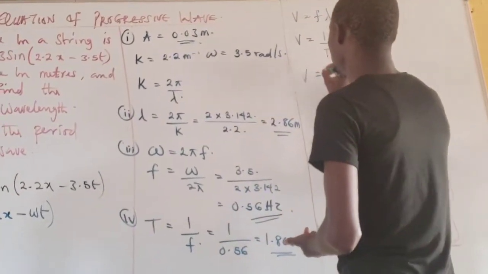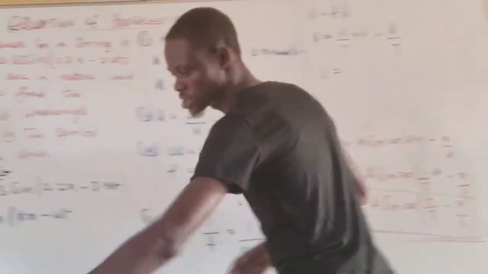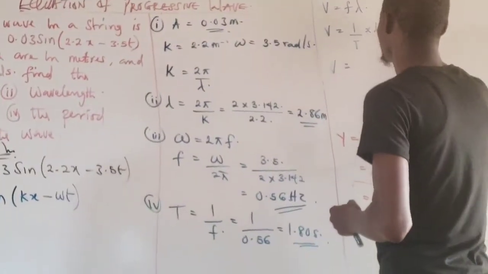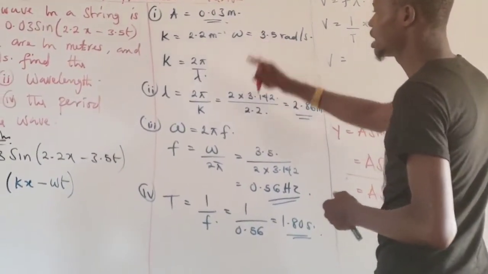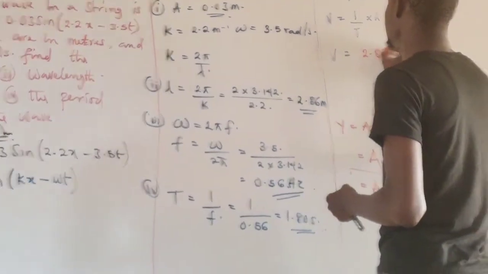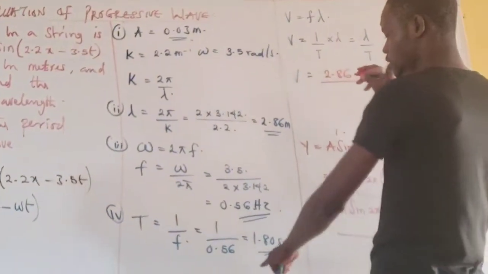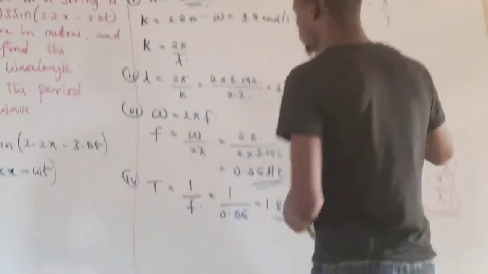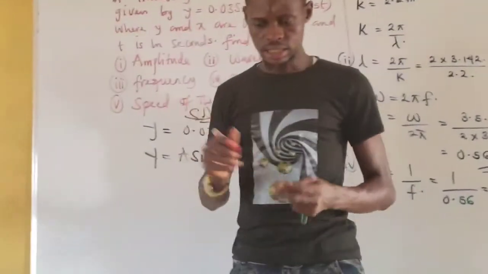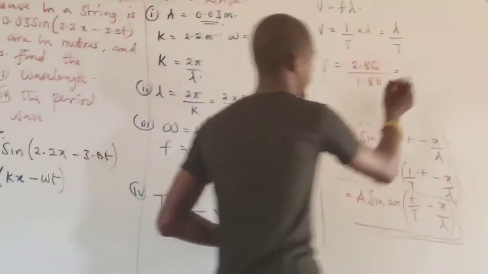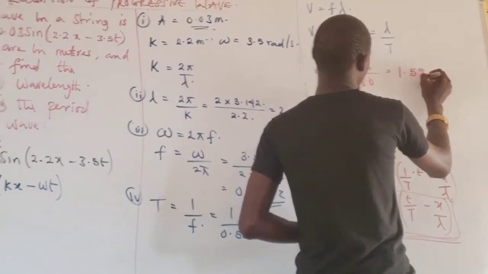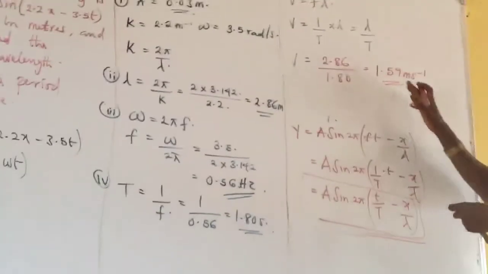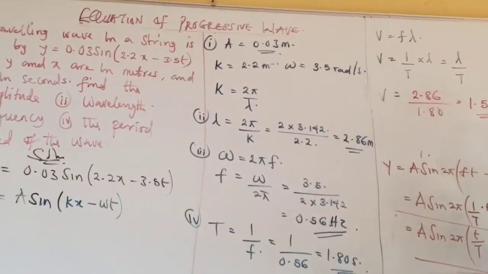So my V should be equal to something of this kind. My V will be equal to my wavelength that I got initially, 2.86, divided by my period that I got, 1.80. That should give rise to 1.5 something. If I'm not mistaken, that should be 1.59 meters per second. That is my wave speed. Dividing this, I should be having 1.59 meters per second. That is the wave speed of the equation.